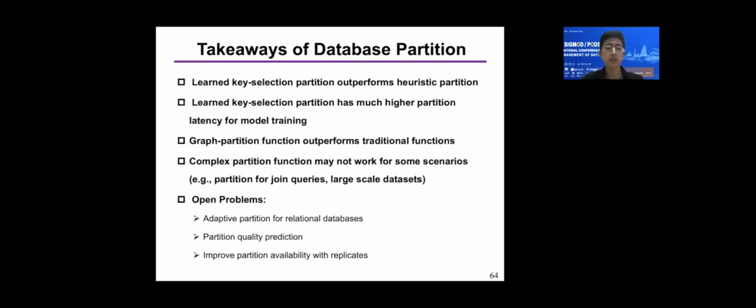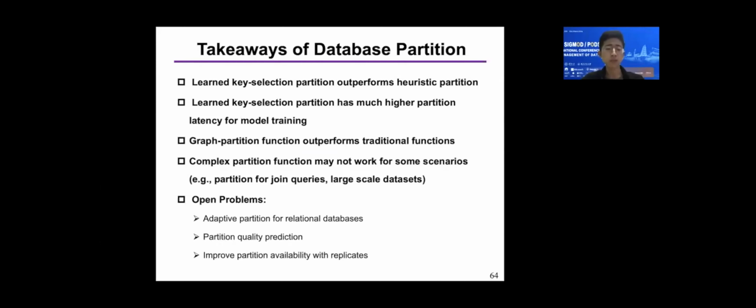In summary, the learning-based selection methods can outperform the heuristic partition methods, but have much higher partition overhead for model training. And the graph partition-based methods can outperform traditional methods like simple range or hash partition, but they still cannot work for some complex scenarios, like partitioning for join queries or large-scale datasets.